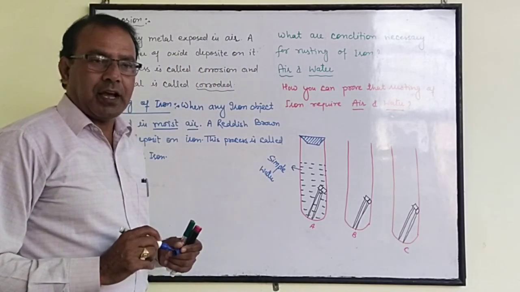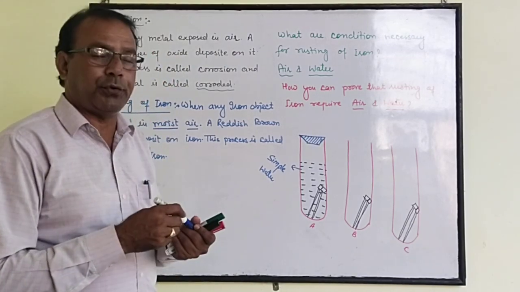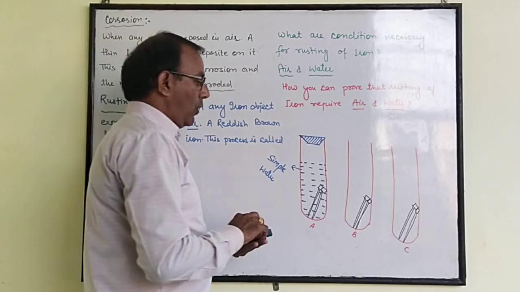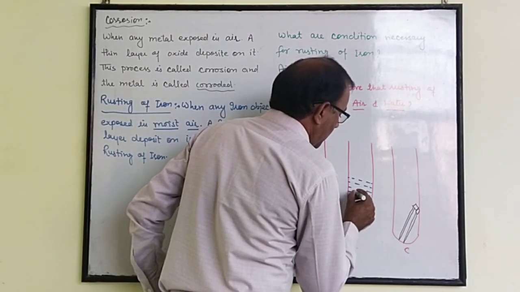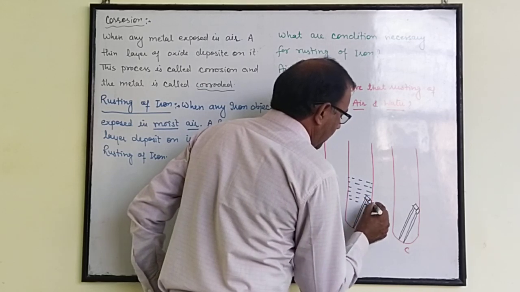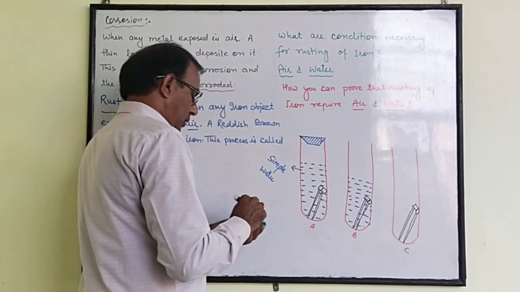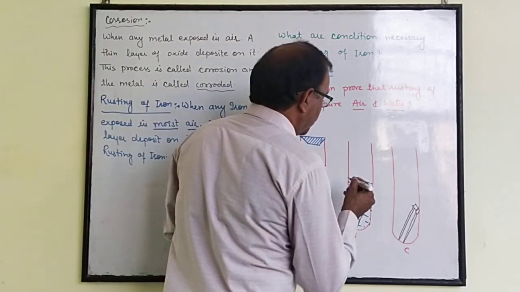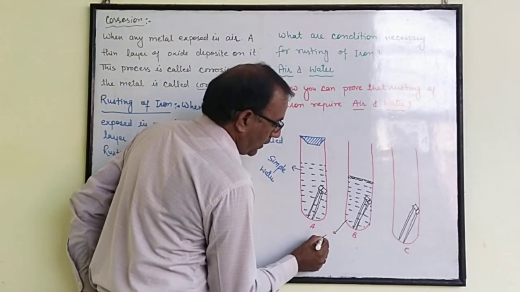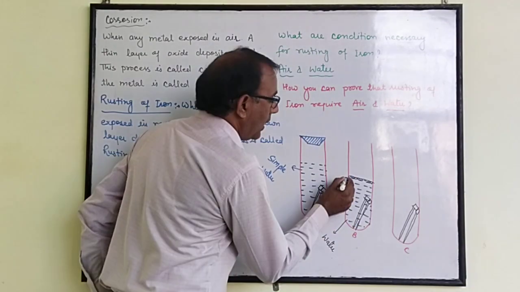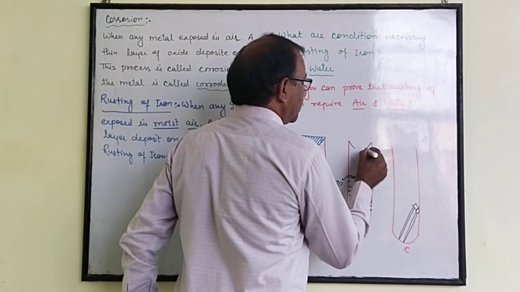In test tube B, fill half with water, and it is better to take hot, boiled water, and put a few droplets of oil. This is the water, and this one is the oil. Make it airtight.